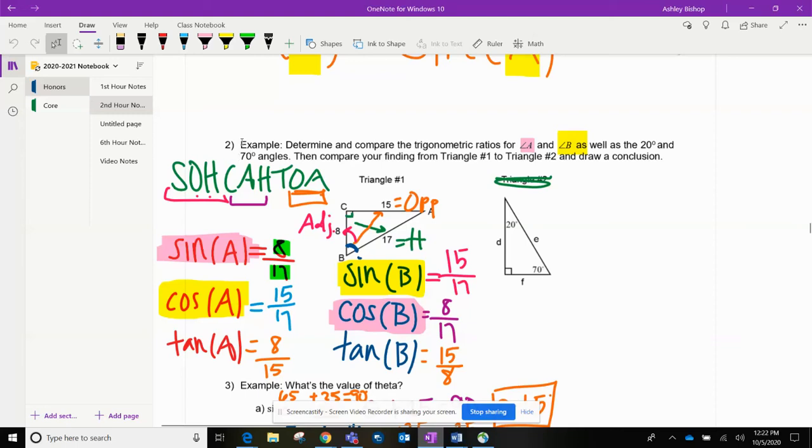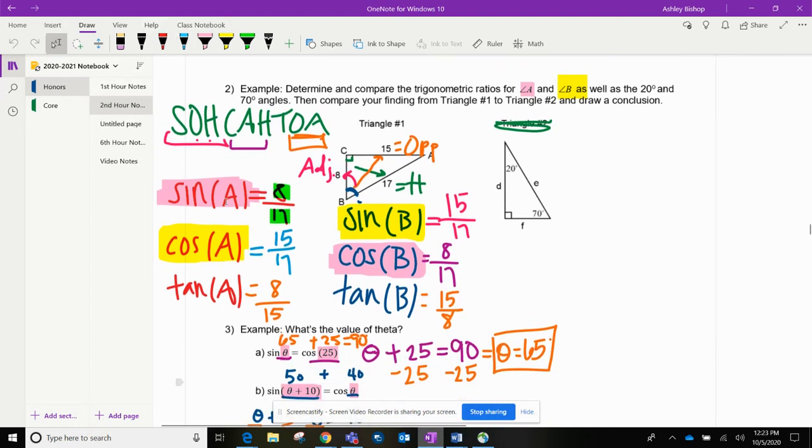So if you did page 2, and you can pause it and do it yourself, you're going to find the trig ratios for angle A in this first problem and the trig ratios for angle B. So sine, cosine, tangent of angle A, I did that. Sine, cosine, and tangent of angle B, and then compare them. You should get the sine of A to equal the same fraction as the cosine of B. And the same thing, cosine of A is equal to the same fraction of sine of B.